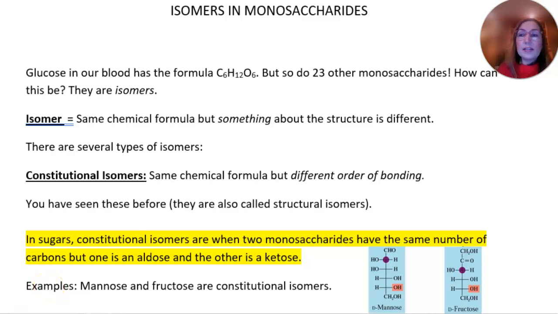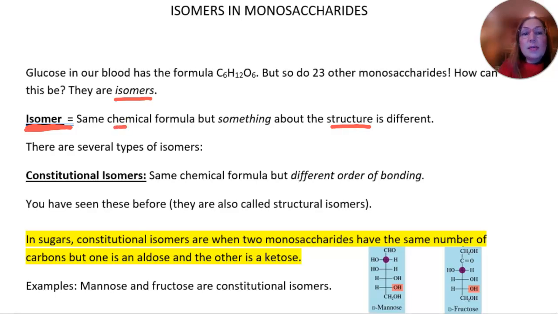Okay, this screencast is about isomers in monosaccharides. So, glucose in our blood has the formula C6H12O6, but so do 23 other monosaccharides. How can that possibly be? It's because they are all isomers. Isomers have the same chemical formula, but something about their structure is different.